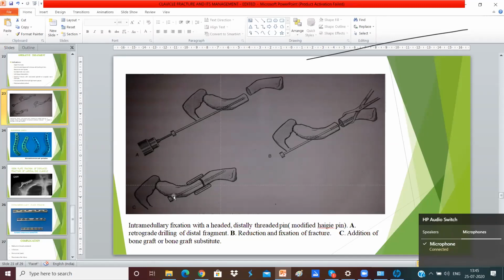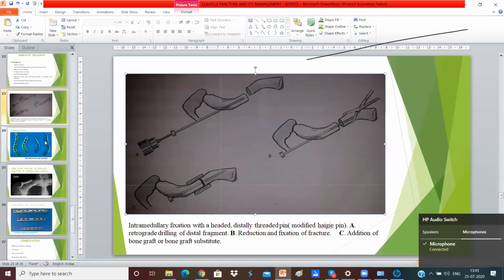It is a bit difficult because the clavicle is S-shaped, but the nail or screw is very straight. So sometimes there is a possibility that it will pierce out. But nowadays, of course, other techniques are coming out where malleable, elastic nails are being introduced from the medial side and given an S shape. That is another technique. So intramedullary fixation has two techniques: one is from the lateral side, another is from the medial side.